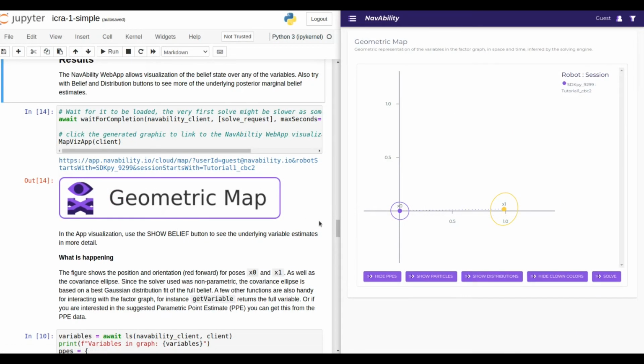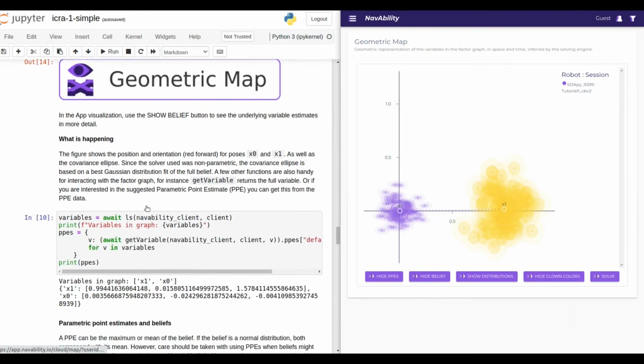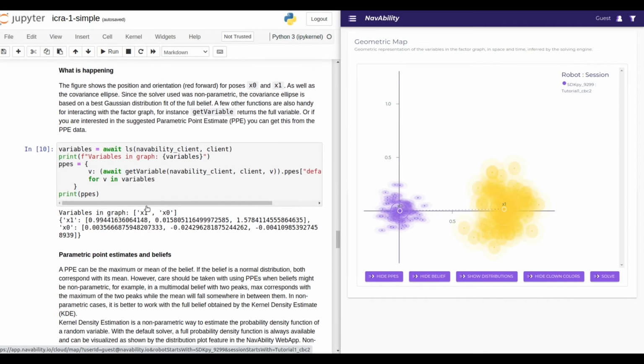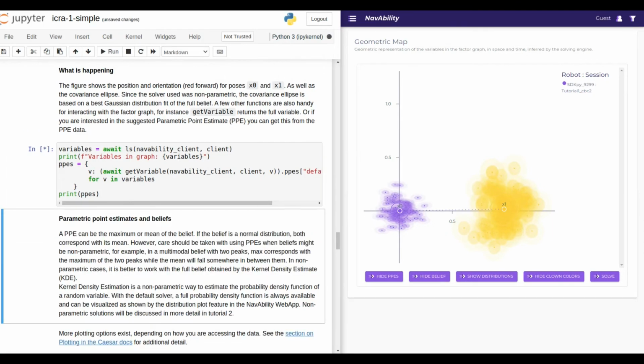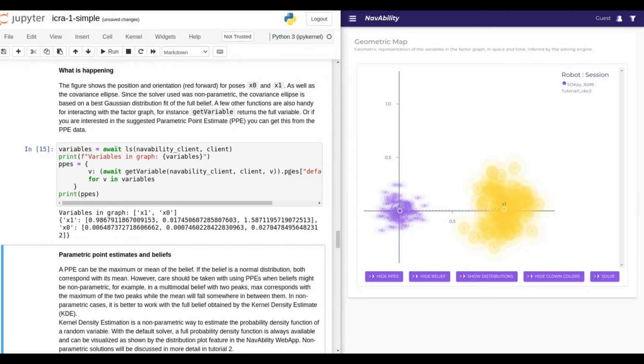So, what is happening? The figure shows the position and orientation of poses x0 and x1, as well as the covariance ellipse. Since the solver used was non-parametric, the covariance ellipse is based on a Bayes Gaussian distribution fit of the full belief. A few other functions are also handy for interacting with the factor graph. For instance, getVariable returns the full variable. Or if you are interested in the suggested parametric point estimates, you can get this from the PPE data as shown here.